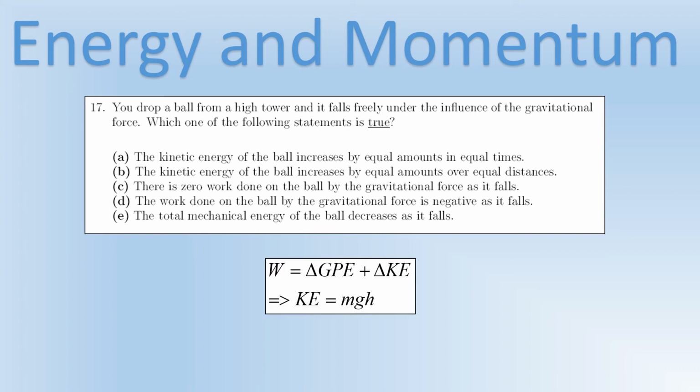All right, so the answer that we want is B. The way we can relate this is by thinking about the energy transfer going on. So we know the kinetic energy is going to equal the loss of GPE, which is equal to mgh. Therefore, we can see that the kinetic energy is directly proportional to the height, or it's going to increase equal amounts over equal distances. They mean the same thing.